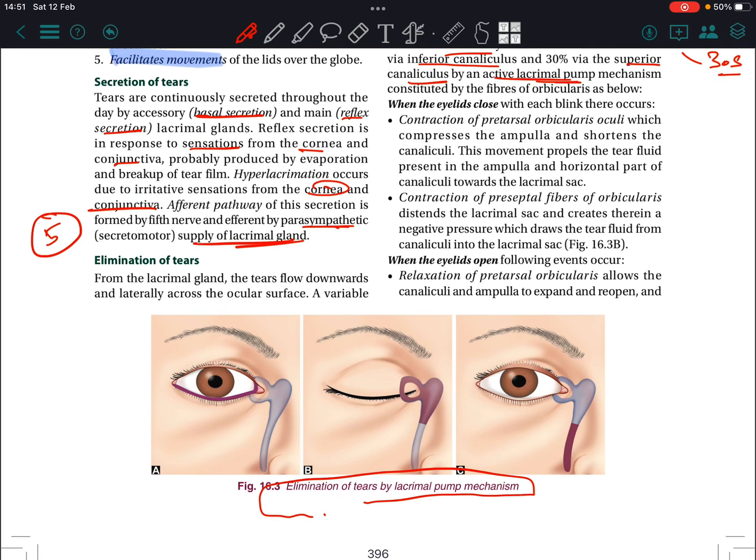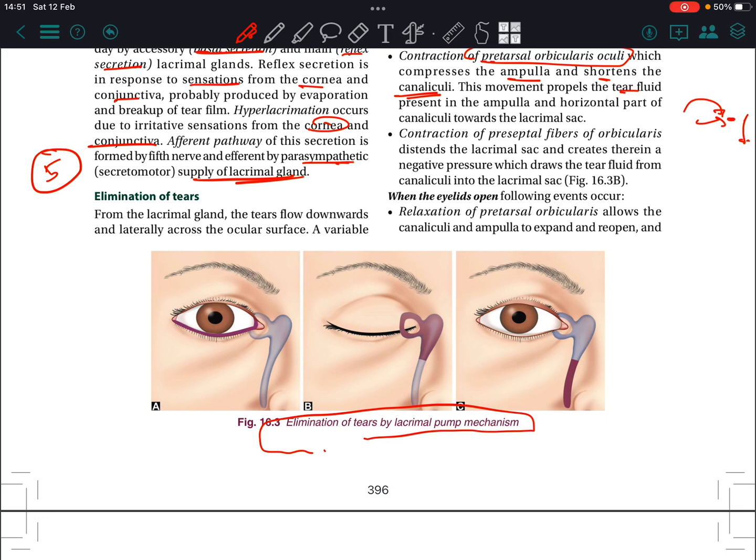When the eyelids close with each blink, contraction of the pretarsal orbicularis oculi compresses the ampulla and shortens the canaliculi. This movement propels the tear fluid present in the ampulla and horizontal part of the canaliculi towards the lacrimal sac. Contraction of the preseptal fibers of the orbicularis distends the lacrimal sac and creates negative pressure therein, which draws the tear fluid from the canaliculi into the lacrimal sac.